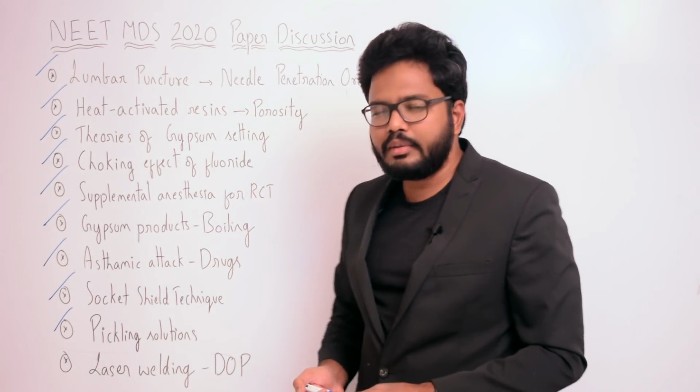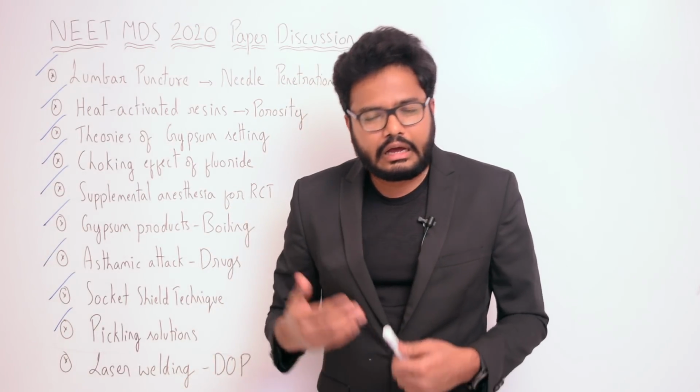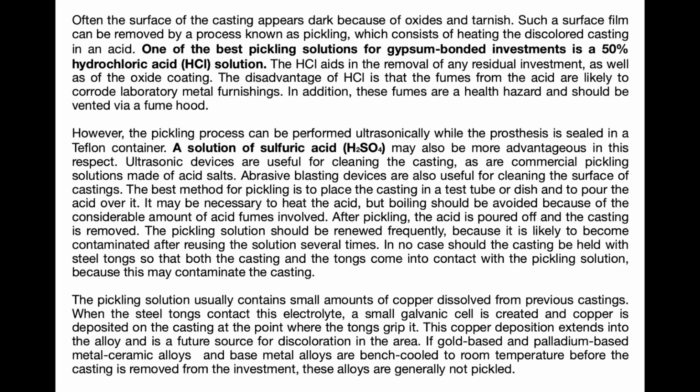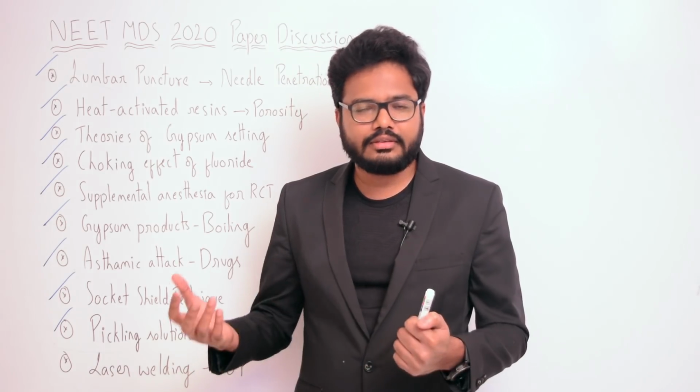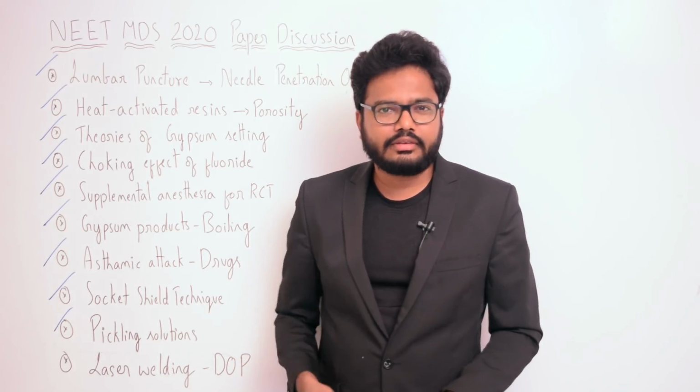Pickling solutions, or different pickling solutions. We review literature in Phillips. We have hydrochloric acid, sulfuric acid, etc. One of the best pickling solutions for gypsum-bonded investments is 50% hydrochloric acid solution. A solution of sulfuric acid can also be used for pickling. Often the surface of a casting appears dark because of oxides and tarnish. Such a surface film can be removed by a process known as pickling, which consists of heating the discolored casting in acid. It can be either HCl or sulfuric acid, as we discussed now.